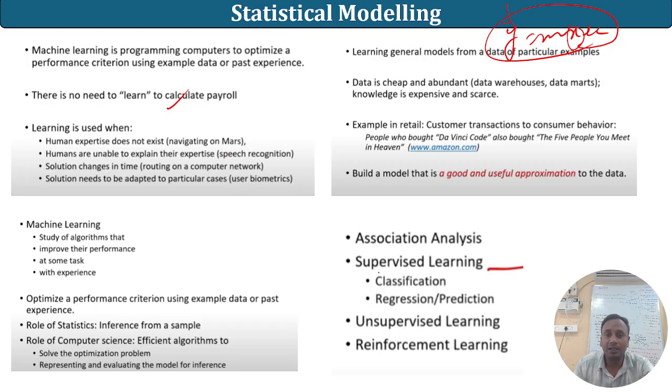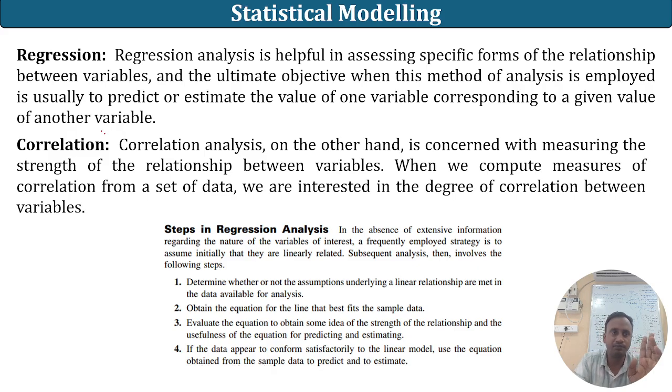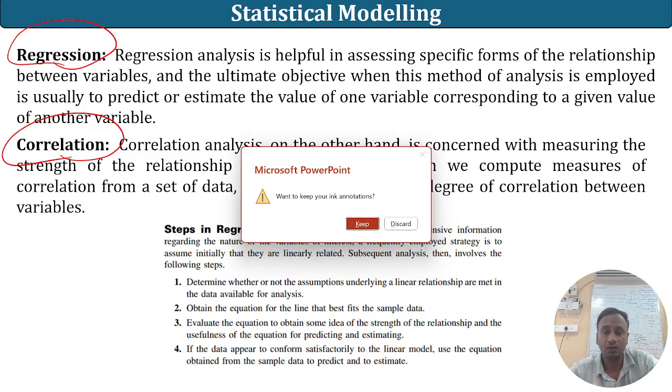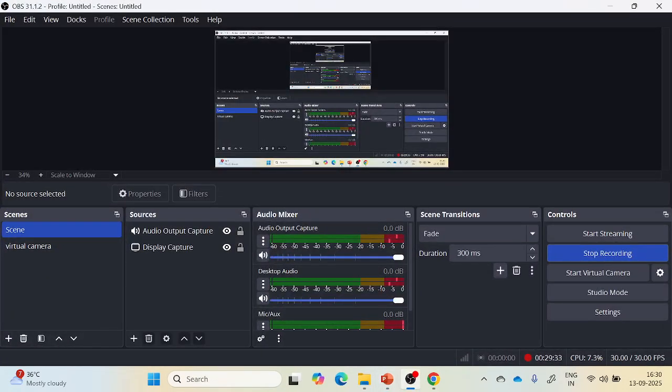So in that we have supervised, then unsupervised, then reinforcement learning. Then in statistical modeling, we will have two things. One is regression, the second is correlation. Can anyone tell the difference between regression and correlation? How are they different from each other? Can you please tell?